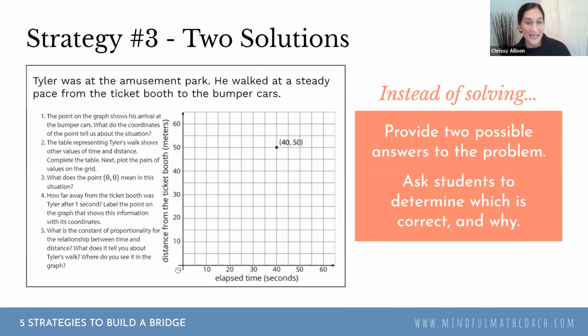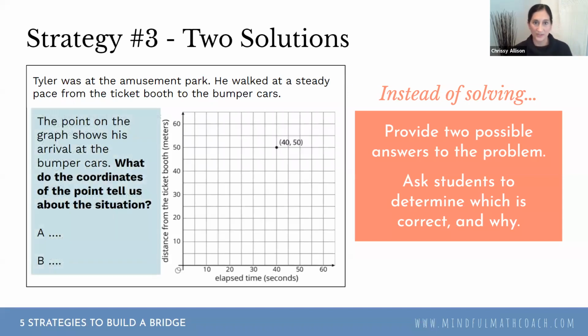Now, another way to do this is for you to create 2 potential solutions and put those in front of students before they actually solve the rest of the problem. So you can see here a problem that I found. It says Tyler was at the amusement park. He walked at a steady pace from the ticket booth to the bumper cars. Question 1 says, what do the coordinates of the point on the graph tell us about the situation? Now, I was thinking that sometimes questions like this that are so open-ended and ask students to describe something, sometimes that can be a little bit tough as a starting point.